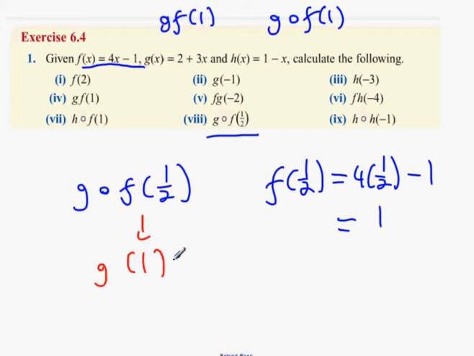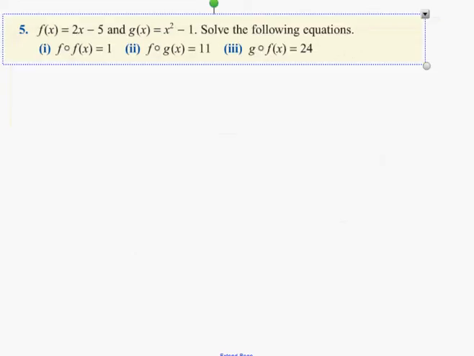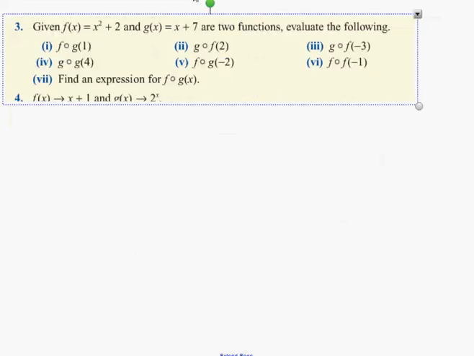So what's the g rule? What's the g rule, Dennis? 2 plus 3x. And what is x in this case? 1. 2 plus 3 times 1, which is 5. So you actually see they're reasonably easy. This one here is do the h rule once for minus 1, and then whatever your answer is, do the h rule again. Okay? We'll move up the ladder a bit and try one or two more of these.